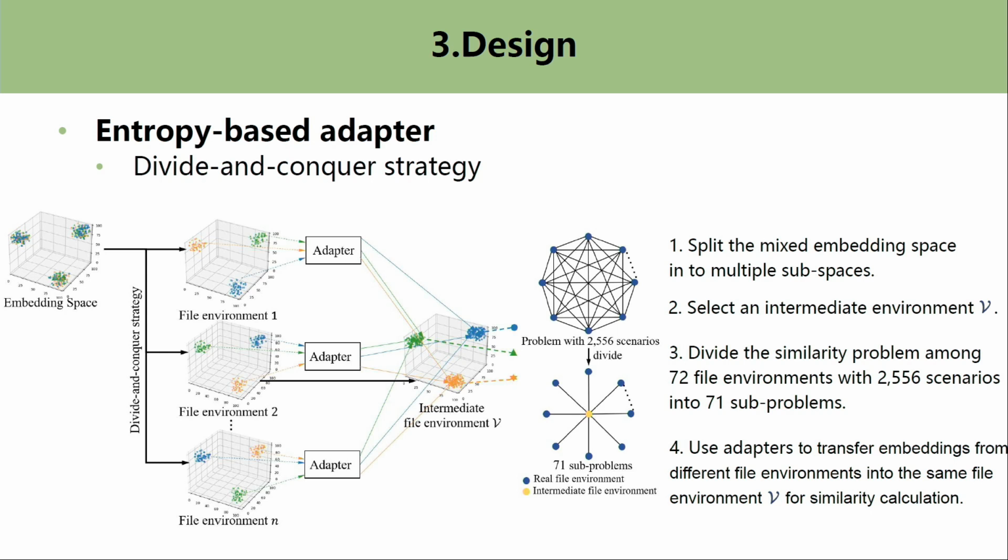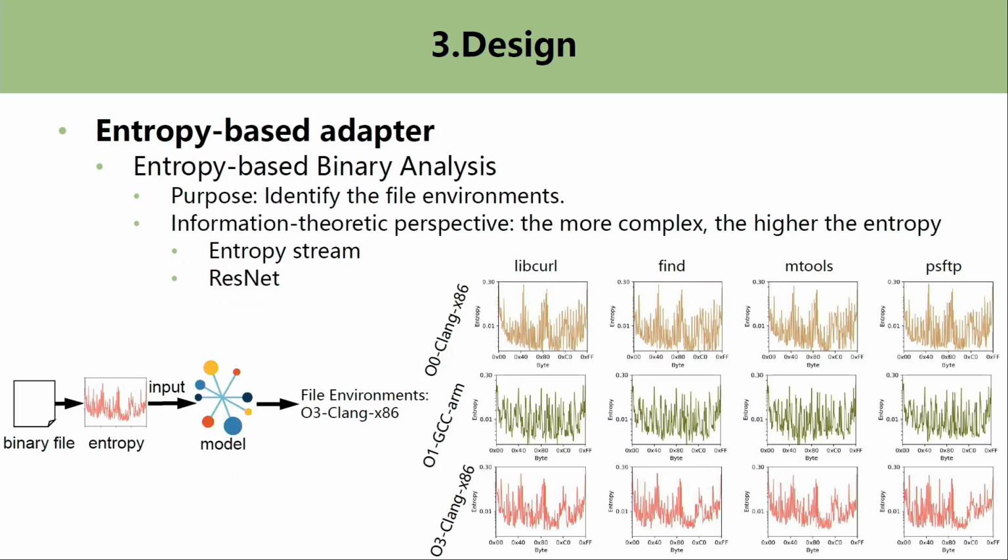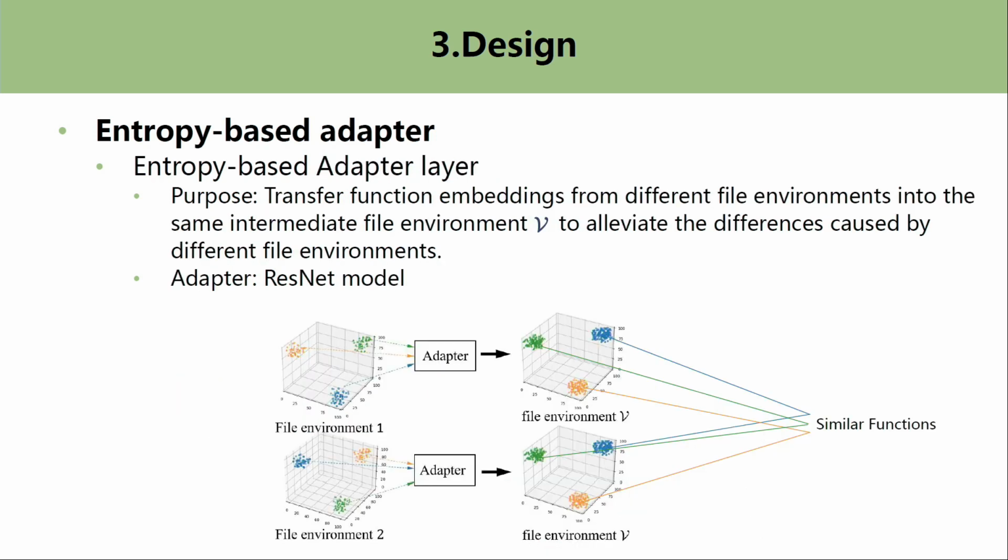We input the entropy stream into a ResNet to predict the file environment. After the file environment has been identified, we use an adapter layer to transfer function embeddings into the same file environment to alleviate the differences caused by different file environments. For more robust function embeddings, they are not sensitive to minor changes.